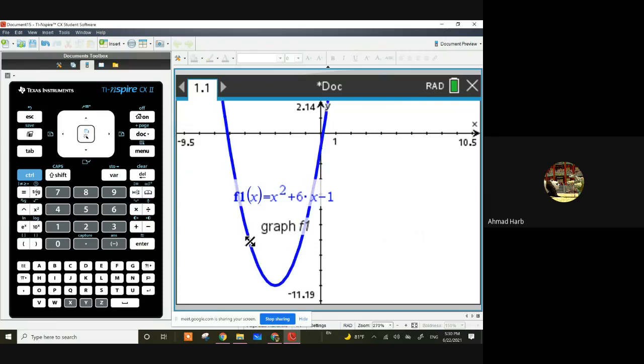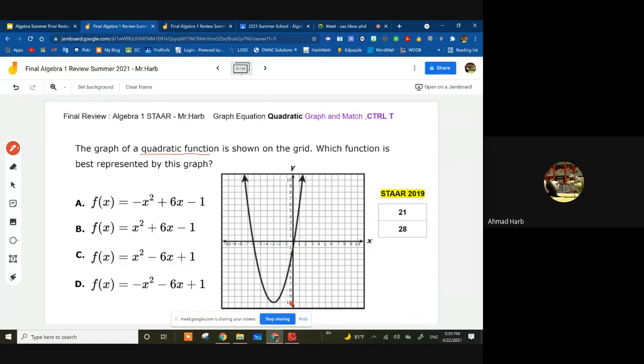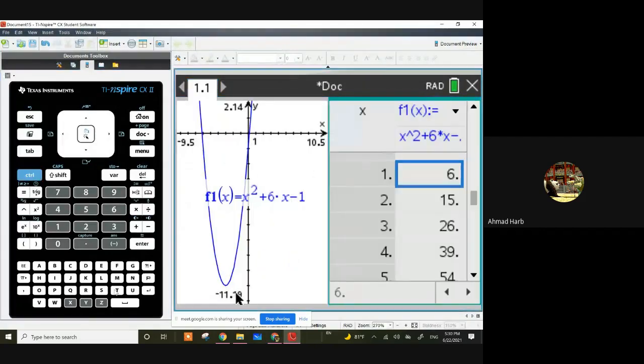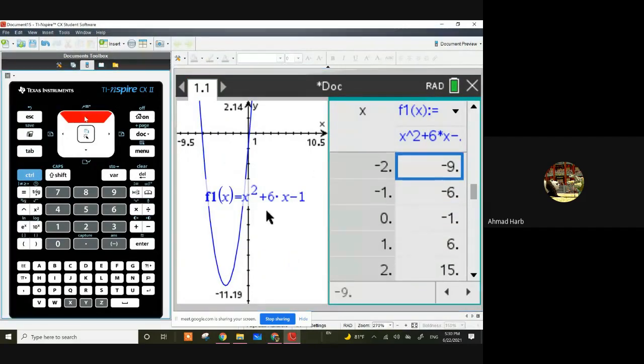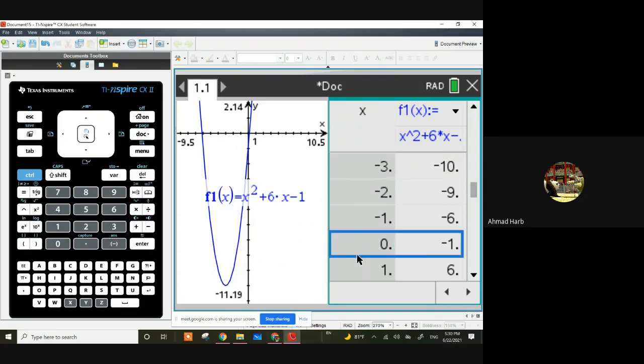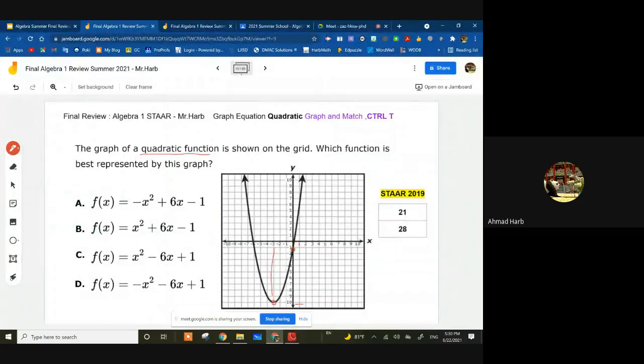If you want to double check that it is that one, not just by looking at the graph, you can see that this one is crossing right here. Negative 3 goes with negative 10. So you can double check the table. Ctrl T. And if you go up, the negative 3, that goes with negative 10. So it's exactly similar to the graph that's shown. You can pick another point, like 0 goes with negative 1, does it? Go to the graph, 0 goes with negative 1 right here. That's actually the exact graph. So it is this one. So graph and match and Ctrl T if needed.